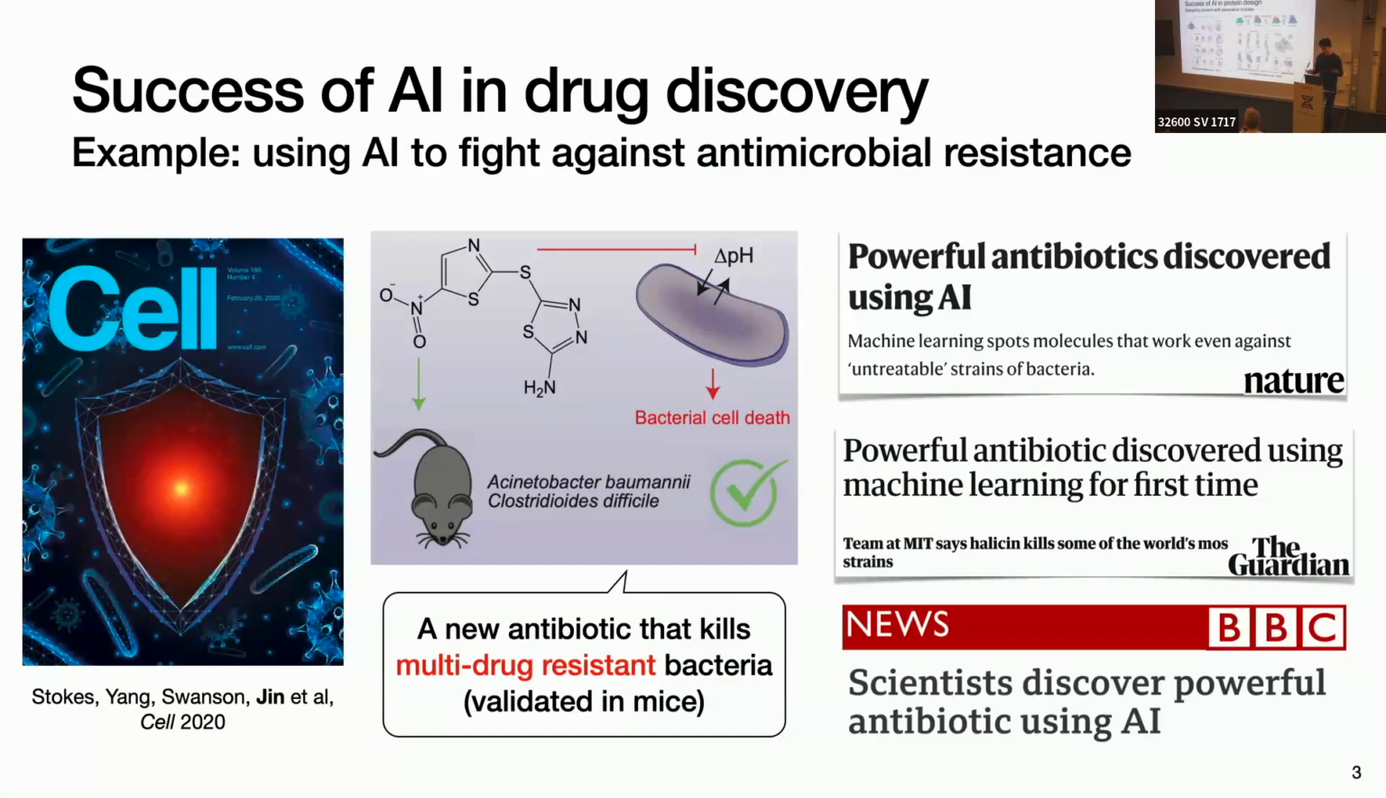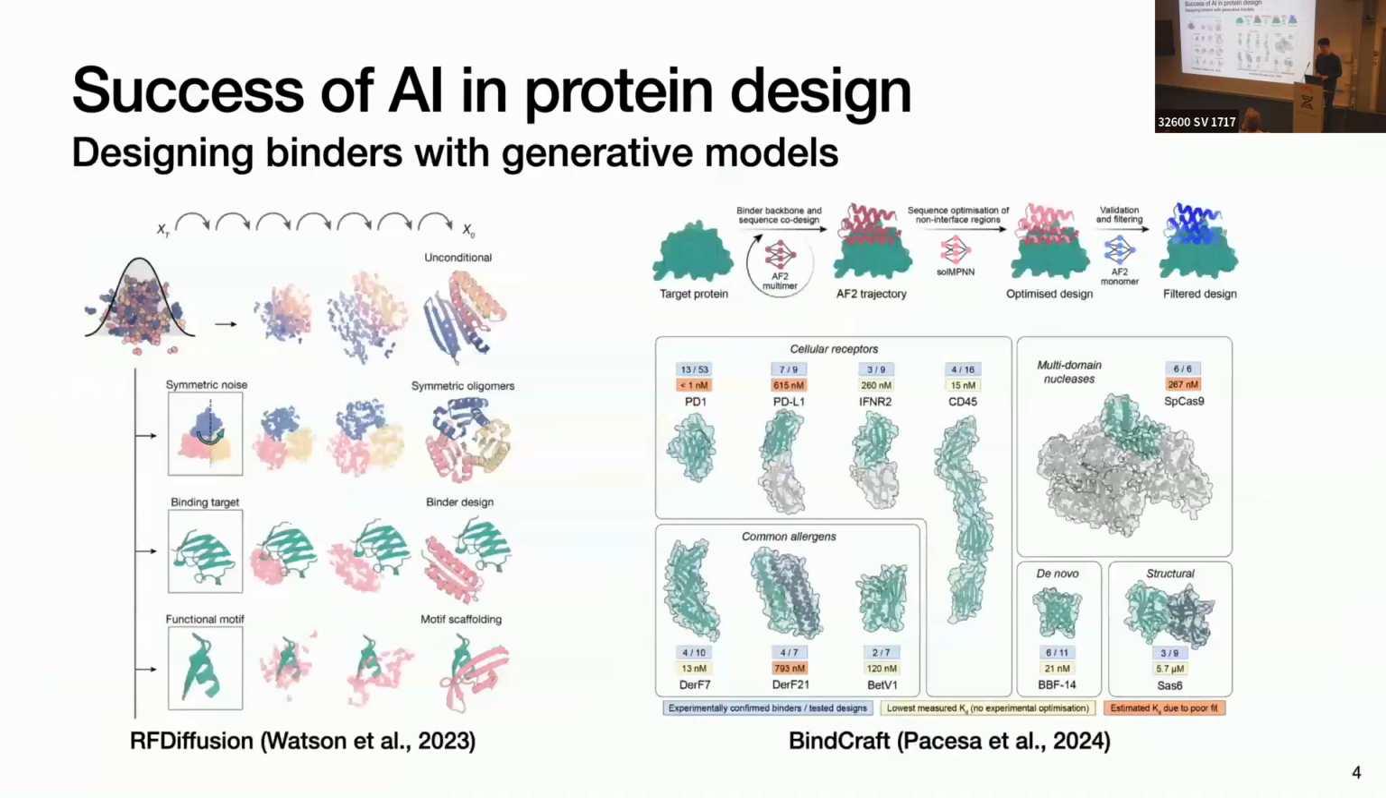More recently, there has been a lot of success of AI models for protein design. There's the RFdiffusion paper from the University of Washington, from David Baker's lab. There's also BindCraft from EPFL, from Bruno's lab. These are all making exciting progress in designing protein binders with generative models. So this is a very exciting field, and there are many things going on.